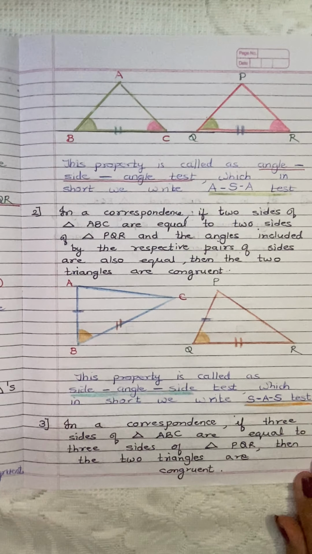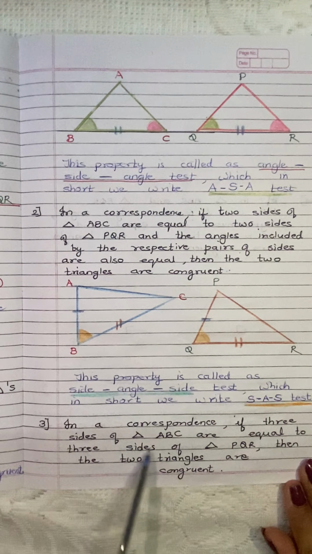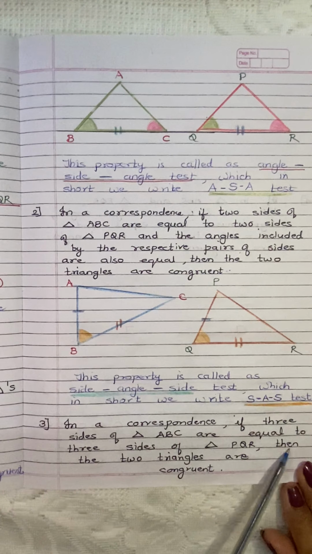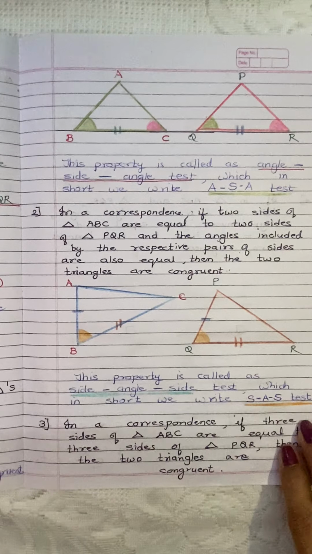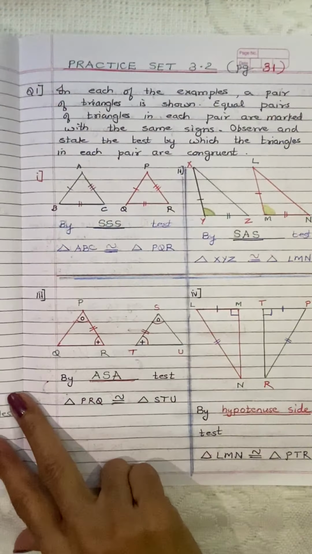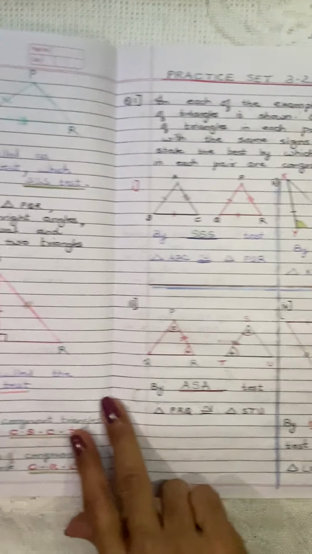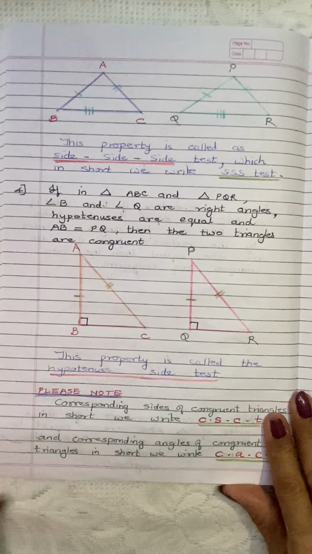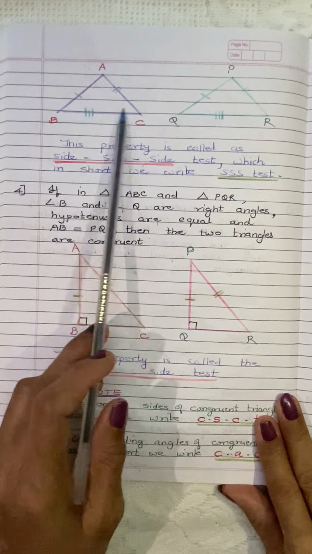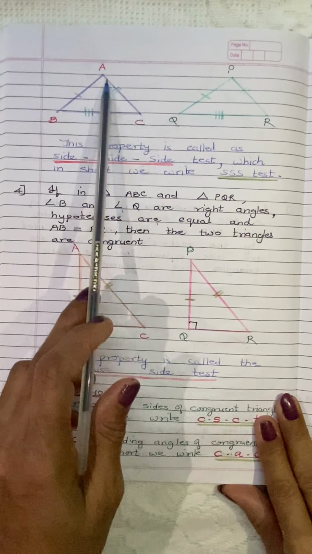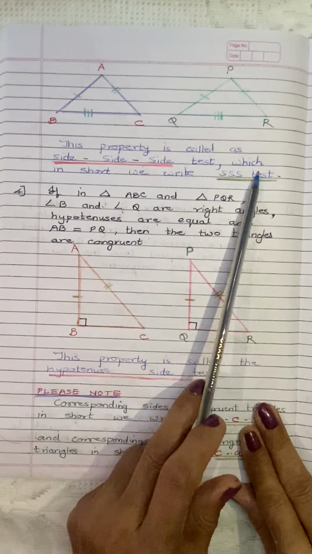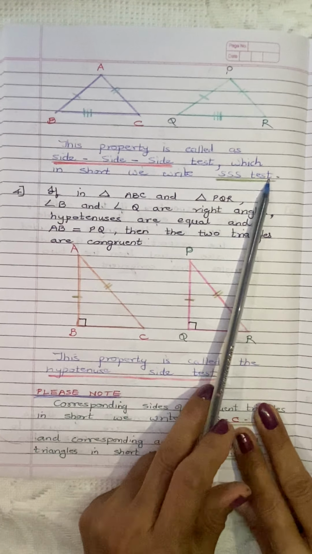The third one: in a correspondence, if three sides of triangle ABC are equal to three sides of triangle PQR, then the two triangles are congruent. Now we are studying the congruency tests of triangles. So if the three sides of triangle ABC are equal to the three sides of triangle PQR, then this property is called the side side side test, which in short we can write as the SSS test.